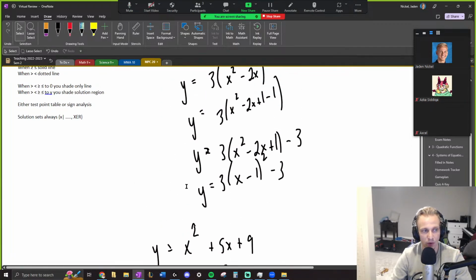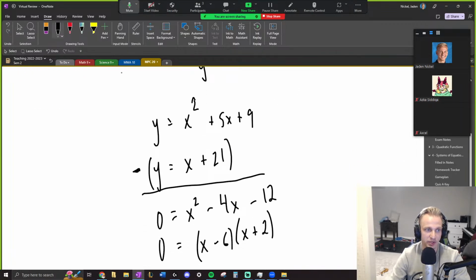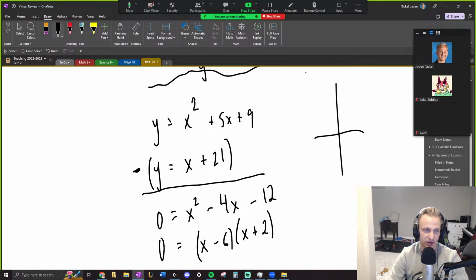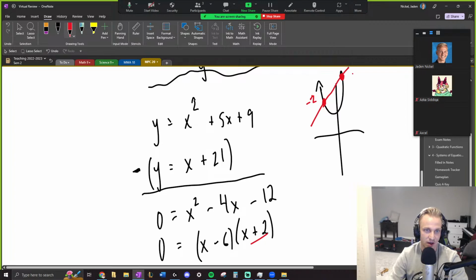So when we're doing elimination and substitution, I'm always going to ask you for the intersection of two graphs. So if we think about these two graphs, x squared plus 5x plus 9, that graph is up here. It opens up like this. x plus 21 has a y-intercept up here somewhere. I'll do this in red. So what we're looking at is probably a situation like this. We know that this left point is at -2 because we factored that and would have solved it. And then this top point would be at +6 because we factored and solved that one as well.